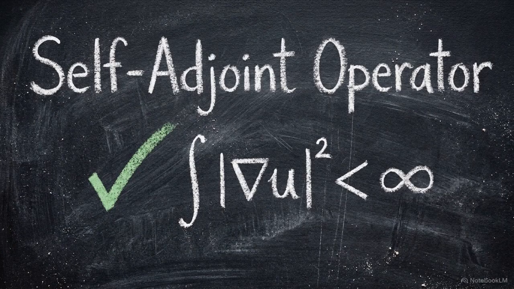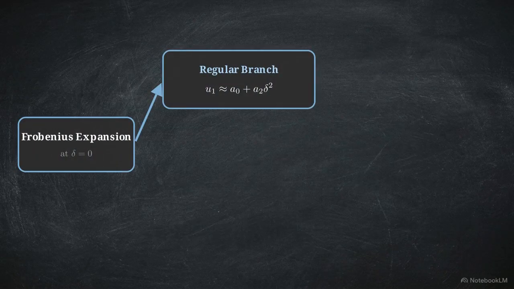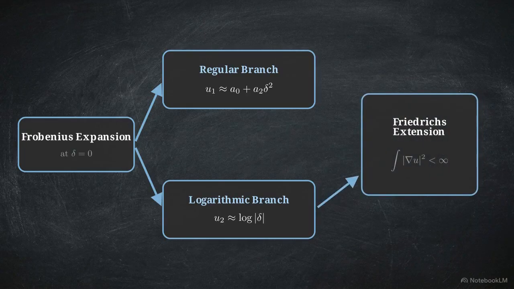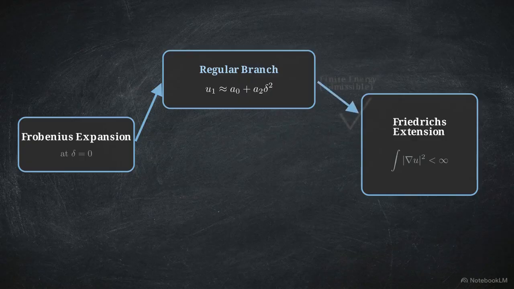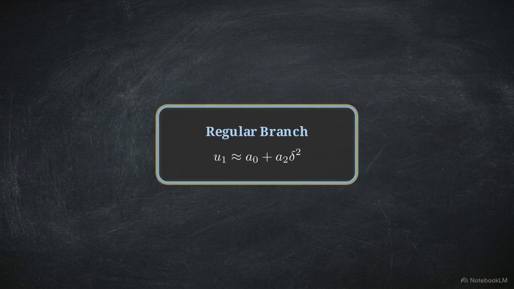This condition dictates that any valid function must possess a finite Dirichlet integral, systematically filtering out solutions that blow up at the singularity. A Frobenius expansion at the singular point generates two possible mathematical branches. There is a regular branch bounded by a constant, and a logarithmic branch that scales with the natural log of the distance to the cone point. The logarithmic branch fails the finite integral test. The Friedrichs extension rejects it entirely, leaving only the regular branch.